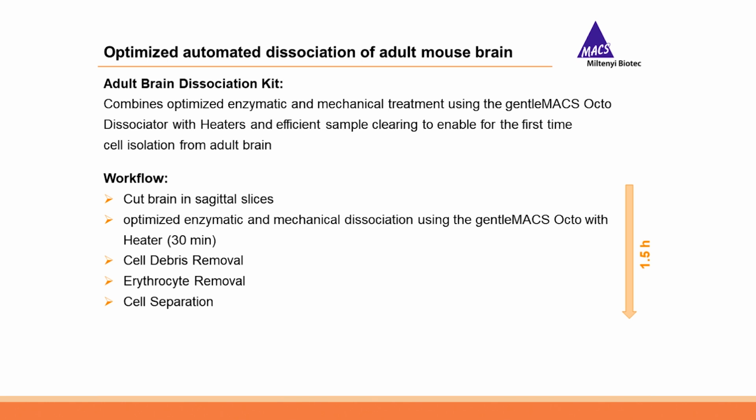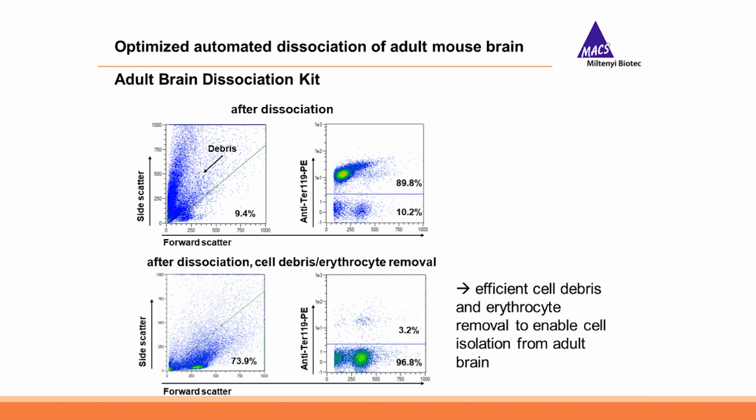So here you see an example of a dissociated brain after the dissociation. In the upper row, you see it directly after the dissociation, and although the dissociation was optimized as far as possible, we still see a considerable amount of debris, as you see in the first plot in the upper row in the forward side scatter, and also a high percentage of erythrocytes. And it's very important to deplete this debris and erythrocytes to perform a successful cell separation afterwards.